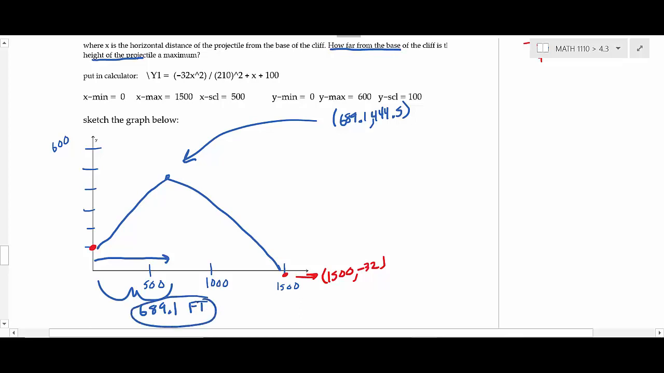Because the problem is not asking for the height. I mean, you have to find the height, but it's saying how far is that height from the cliff. The cliff is the y-axis. Okay, so that's the answer to the problem. Okay? All right, everybody okay with that?